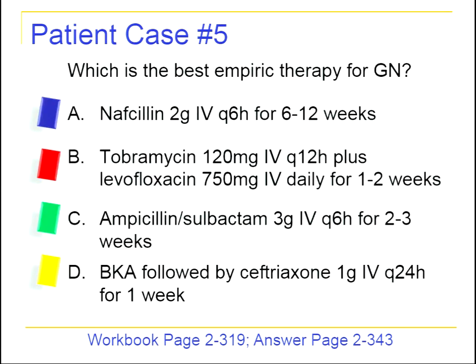So the question is, which is the best empiric therapy for GN? Nafcillin alone, tobramycin plus levofloxacin, nafcillin for 6 to 12 weeks, tobramycin plus levo for 1 to 2 weeks, ampicillin sulbactam for 2 to 3 weeks, or a below-the-knee amputation followed by ceftriaxone. Go straight to the surgery.